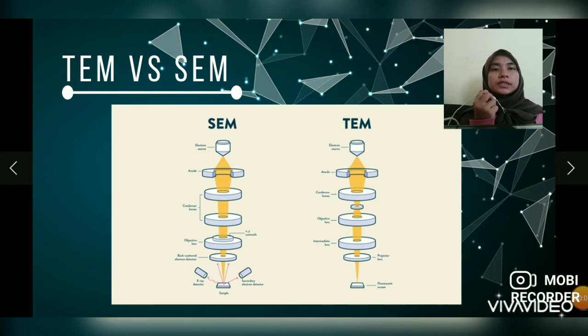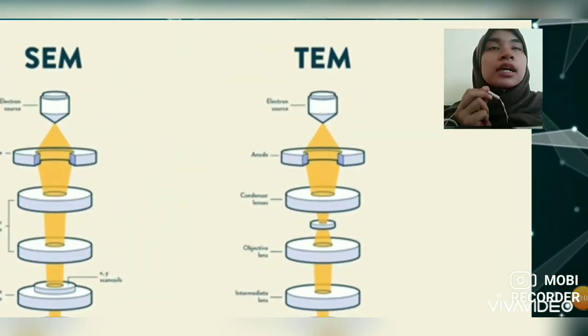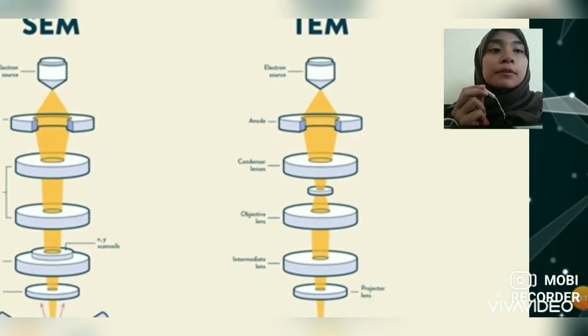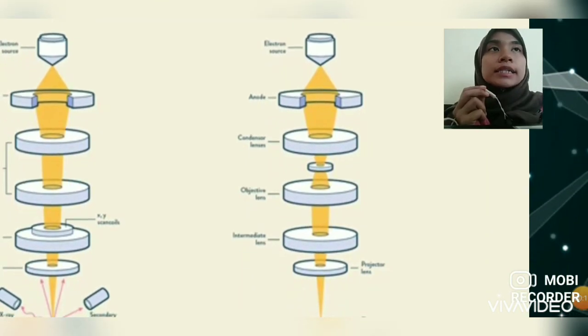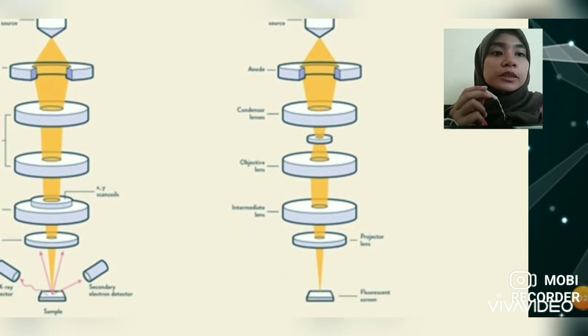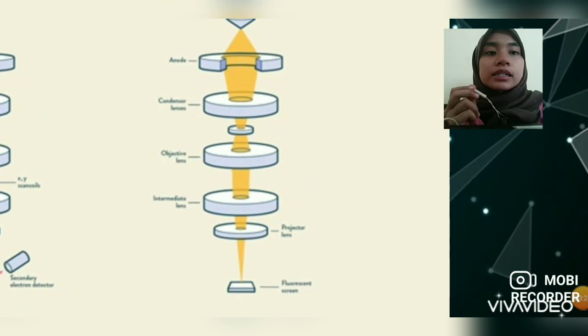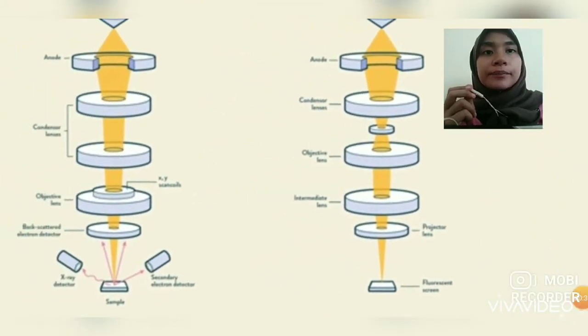Okay, then we proceed to the TEM versus SEM instrument. For TEM, as you can see, the samples are located in the middle of the column. The transmitted electrons pass through the sample and also pass through the lenses: the objective lens, the intermediate lens, and also the projector lens. An image is directly shown on the fluorescent screen.